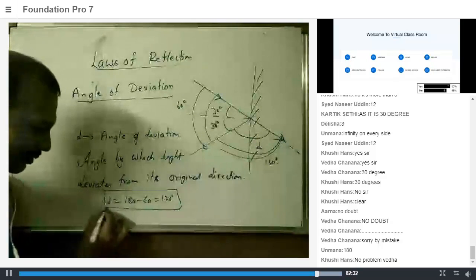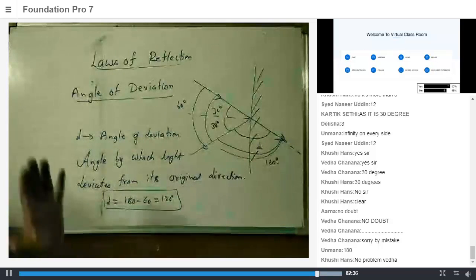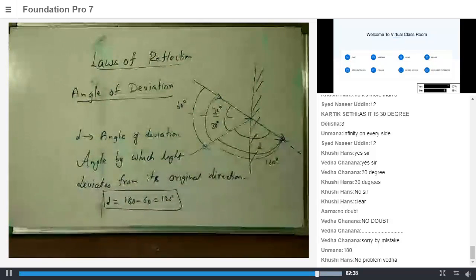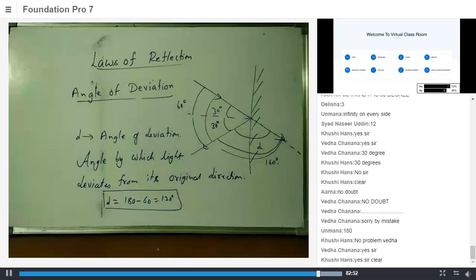In this particular case, we'll try to derive an expression for this. But is this clear to all of you? Yes, sir. Yes, all of you? Any doubt to anyone? No, sir. Delisha, any doubt?